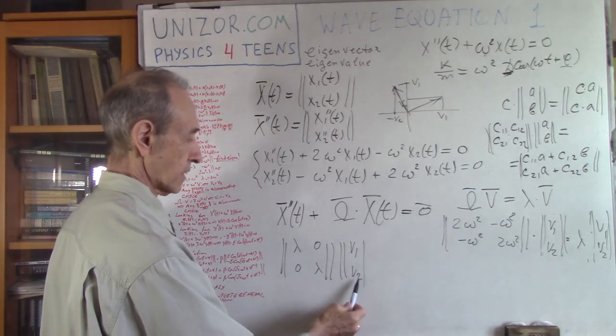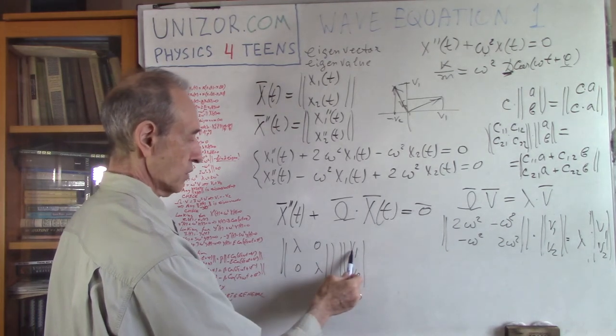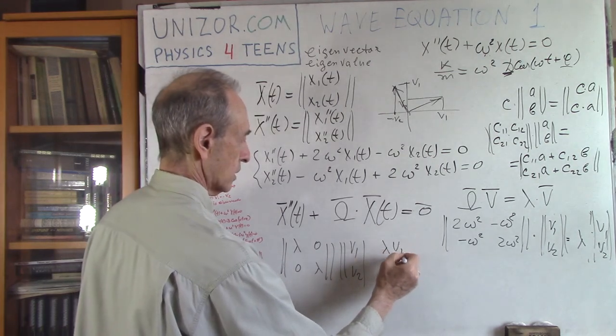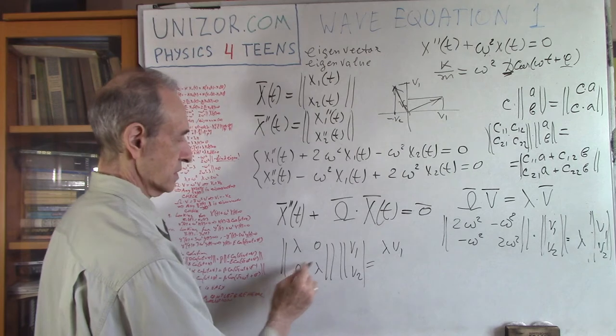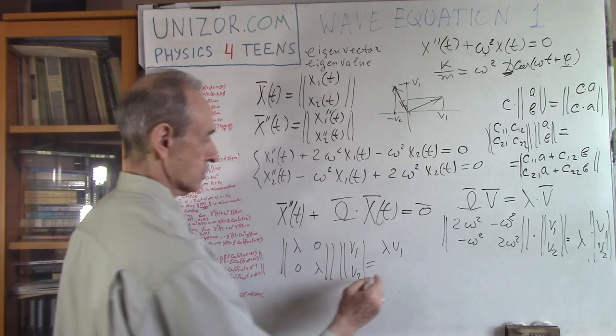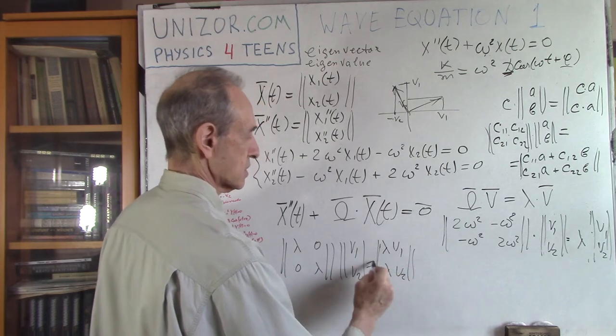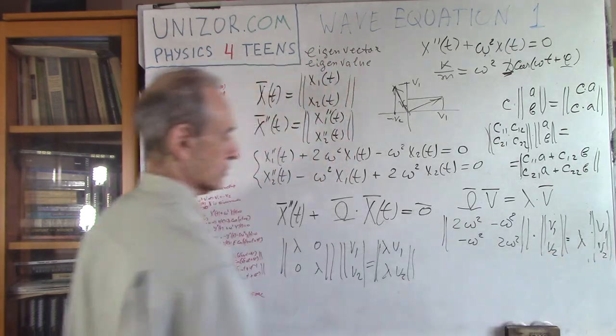This matrix times this vector is what? Lambda times v1 plus 0 times v2, which is lambda v1. 0 times v1 plus lambda times v2, it's lambda v2, which is exactly equal to lambda times v1, v2.